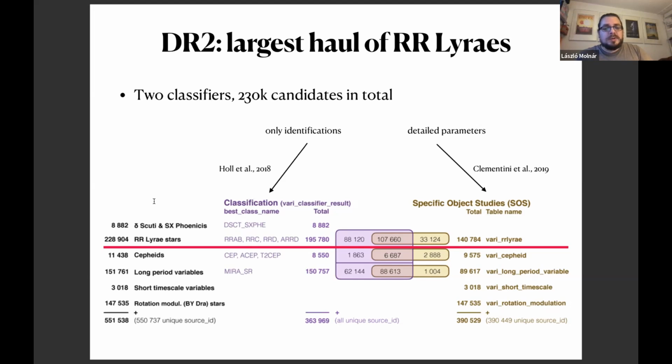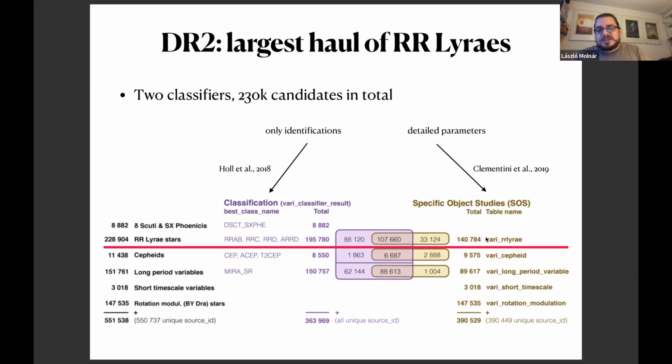In DR2, 2 classifiers have been run on the data, which produced almost 230,000 candidates in total. One of these classifiers was a general classifier that only looked for identifications, and those stars in the Vari classifier result table have no detailed properties. I think it doesn't even have periods, only identifications.